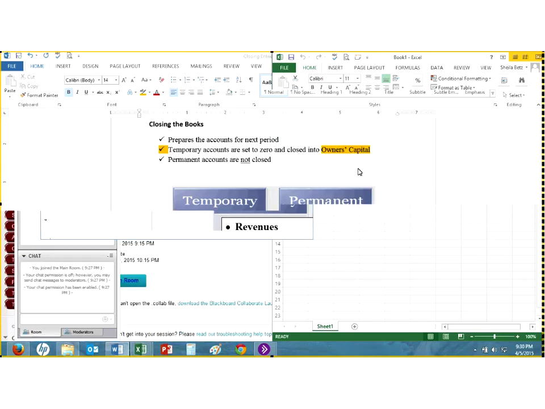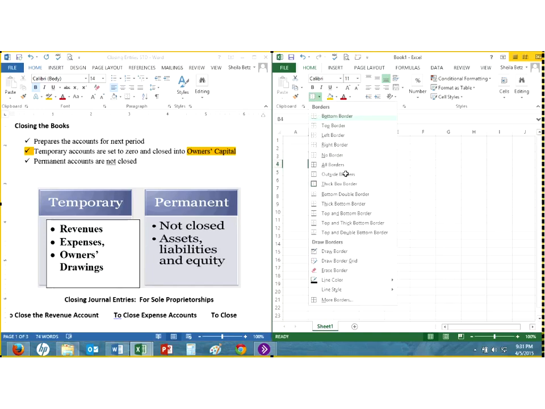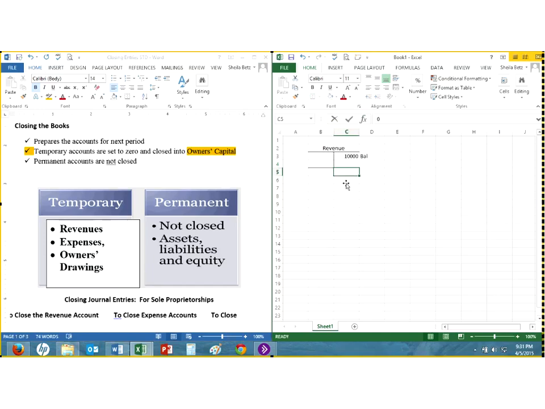When we look at the revenue T account, and this is a little bit of a review for us, revenue is an owner's equity account, which means it will always go up with a credit and down with a debit, which means it's always going to have a credit balance. So I'm just going to make up a number here, and I'm going to put $10,000 as the balance in the revenue account. And what we want to do is make sure this account goes to 0.